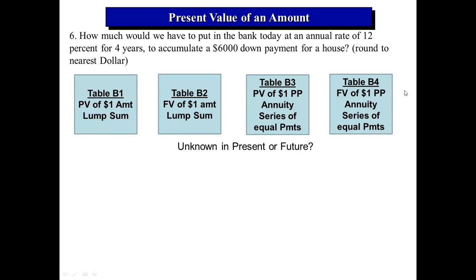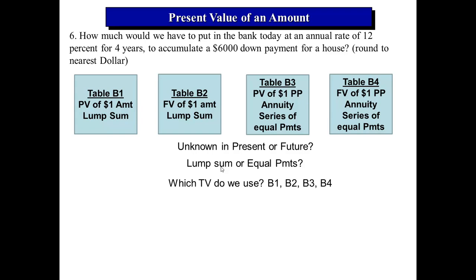Well, is the unknown in the present or in the future? Well, I know the $6,000 is going to be 4 years from now, so that's the future. What I don't know is the present. And I'm also going to ask the question, is this a lump sum or a series of equal payments? Well, it's a lump sum that I'm trying to ask what it is.